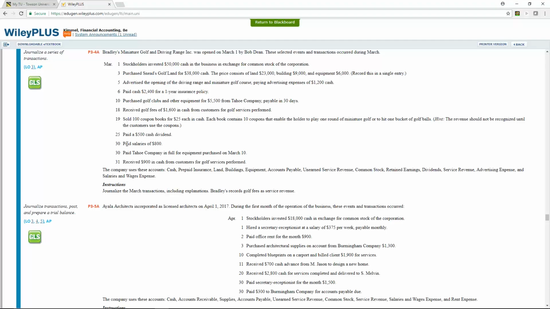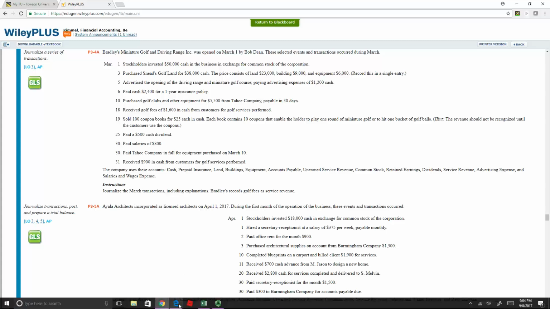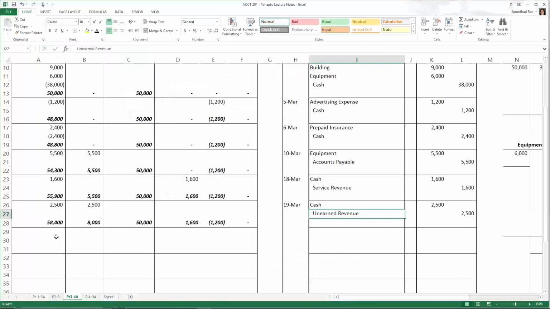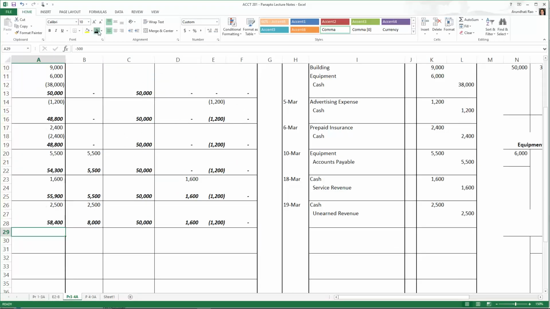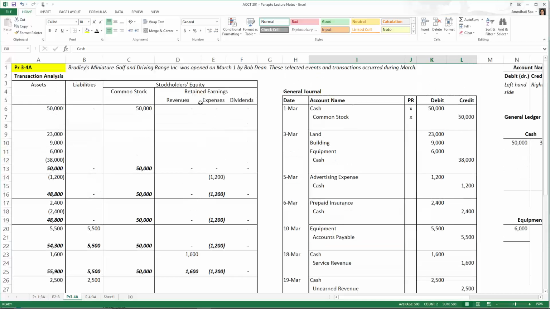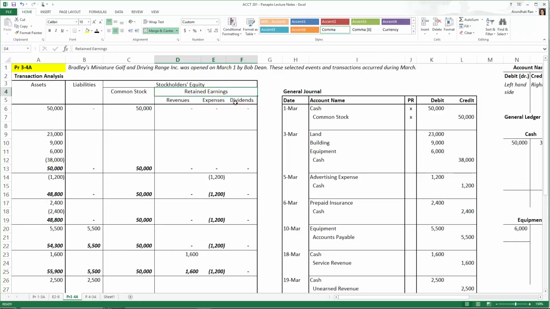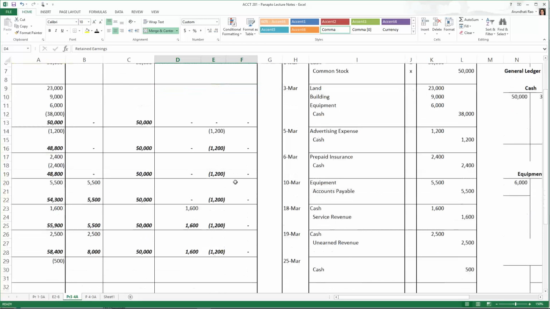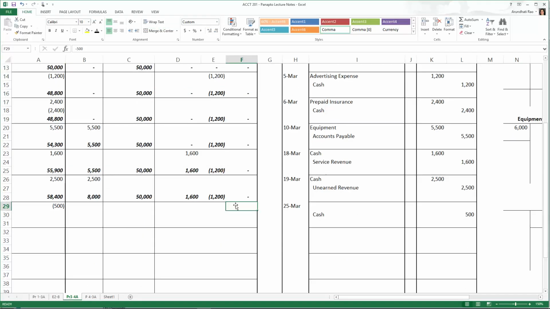On the 25th, we paid $500 in cash dividends. Who do we pay the dividends to? We paid dividends to the owners. So I paid cash. So cash is going to decrease by $500. So in my journal entry, I know cash is credit, $500. Dividends are always paid out of retained earnings. Okay, so it's going to decrease retained earnings. The 500 will be on this side under dividends and will be a subtraction.